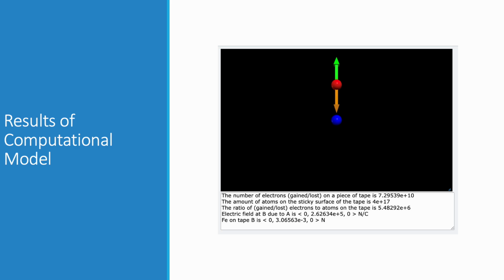So here you have, in the little caption, all the printed values. You have the number of electrons on the piece of tape, which is 7.30e10. You have the number of atoms on the tape, which is 4e17. You have the ratio of them, and then the electric field and the electric force.